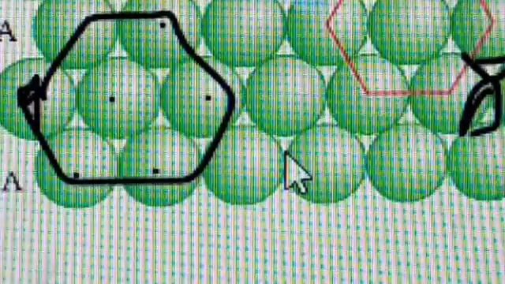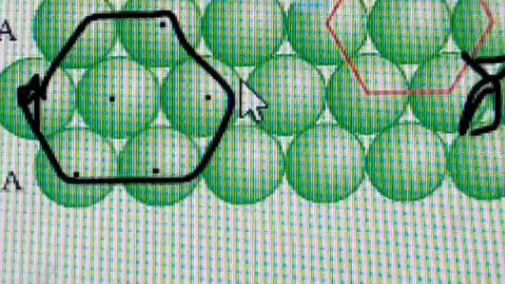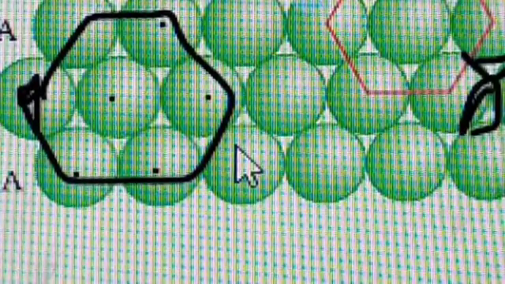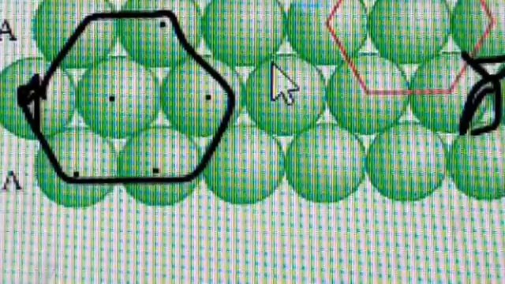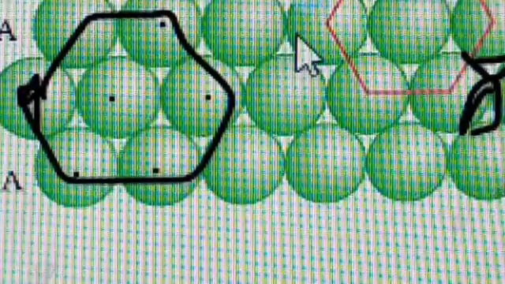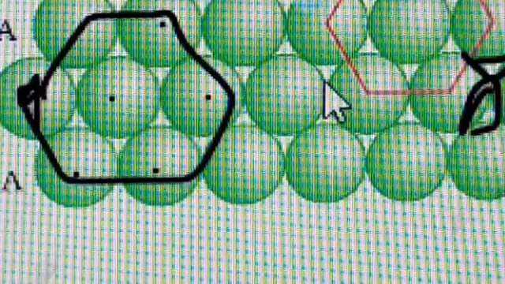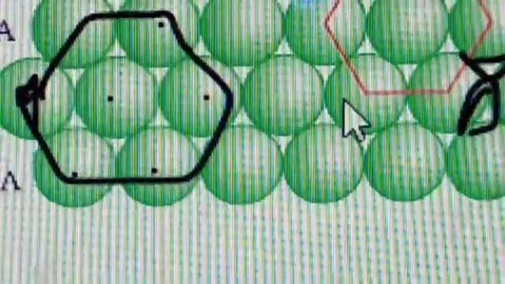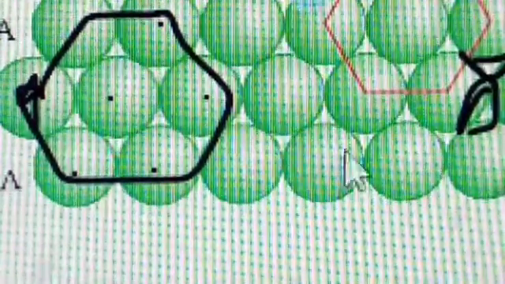These triangular voids are of 2 types. What are those 2 types? See here, the apex is upward, and it is downward. In some of the layers the apex is pointing upwards, and in some layers, this one, see here, it is pointing upward, and here in this layer it is pointing downward. So triangular voids are of 2 types: the triangular voids with the apex pointing upward and with the apex at the bottom side.